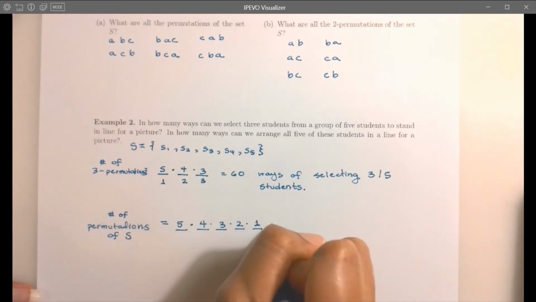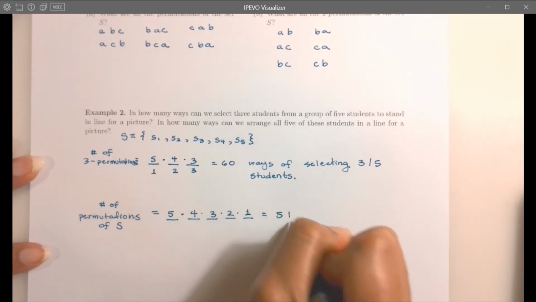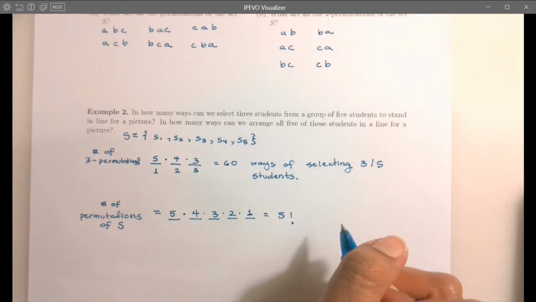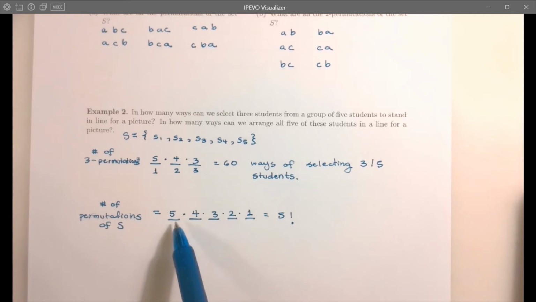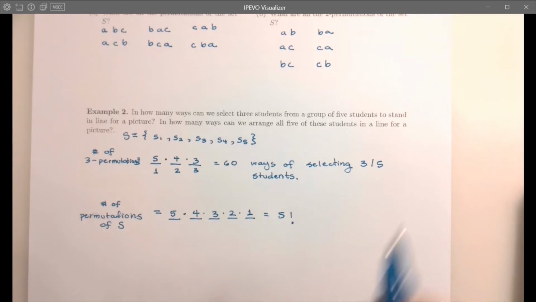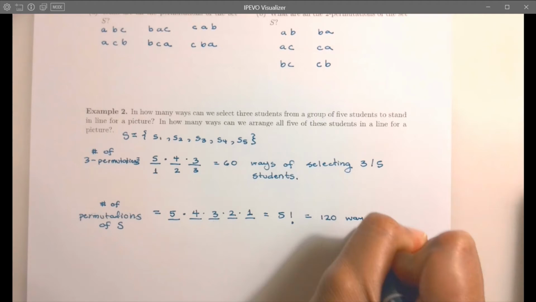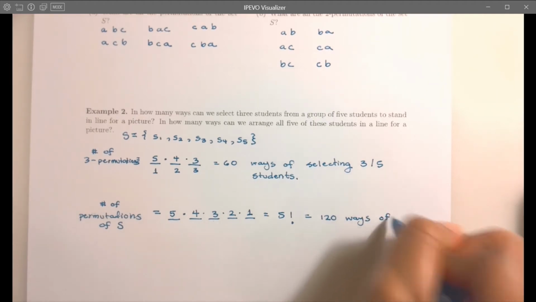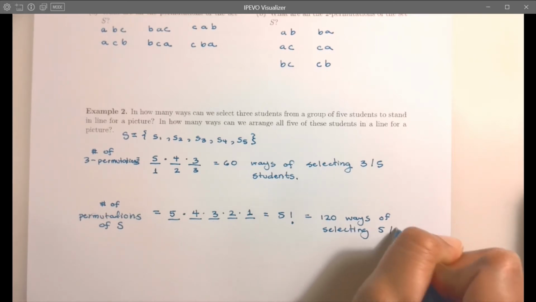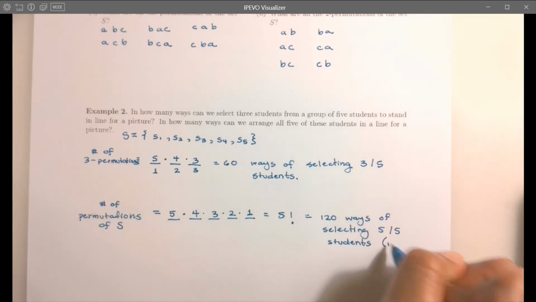And if we take the product of all these, we would have basically 5 factorial, right? If we multiply all the integers from 1 up to 5, that is simply 5 factorial. And so that is going to give us, well, let's see, this is 20 times a 3, that's a 60, times a 2, that's a 120, times a 1, that's still just a 120. So there's 120 ways of selecting 5 out of 5 students. And here the order matters.